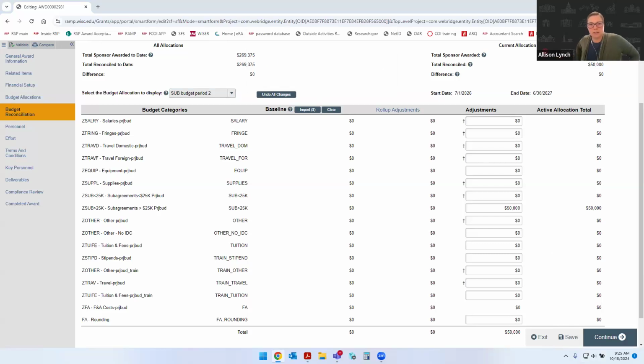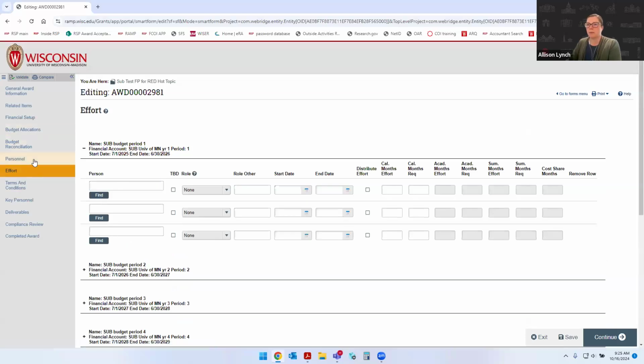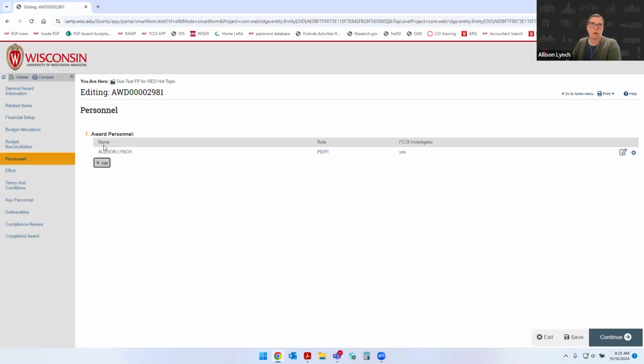Oh, thanks, Zach. So I'm going to go through a couple other pages just for sake of demonstration, since I am demonstrating the new process for outgoing subs. Personnel, a lot of questions we get is, I'm not able to find Dr. Smith at University of Minnesota to add to the personnel. That's not applicable for the RAMP entry. Our RAMP system is specific to UW-Madison, so we only need to add UW-Madison or UW system personnel.